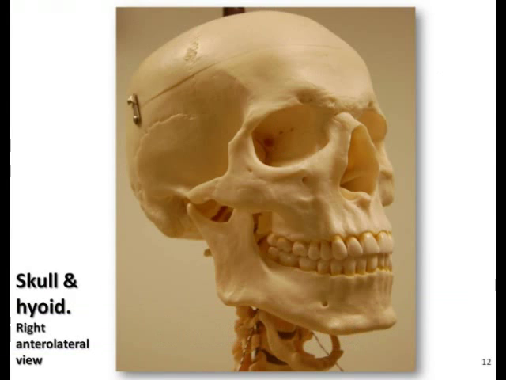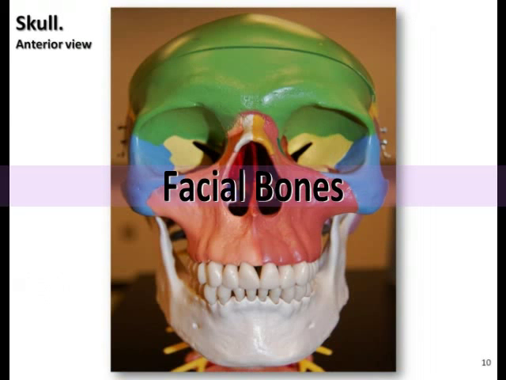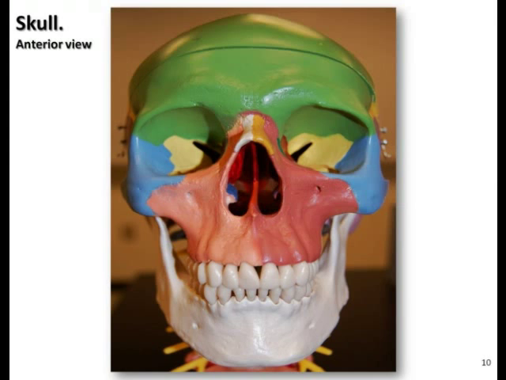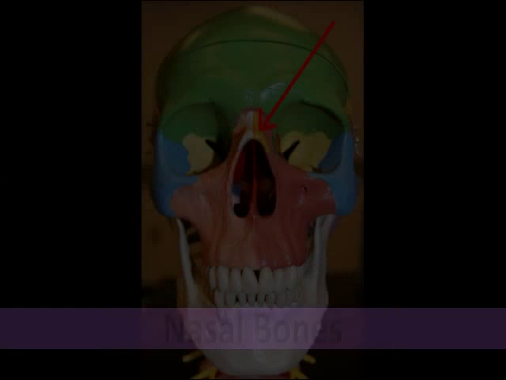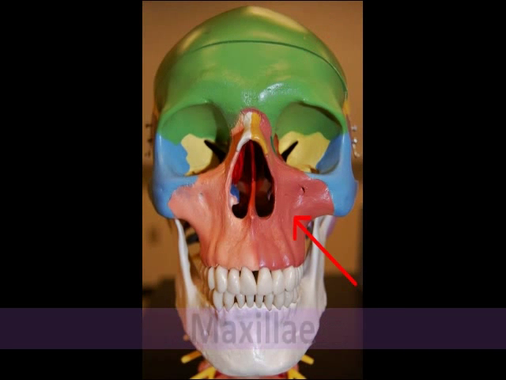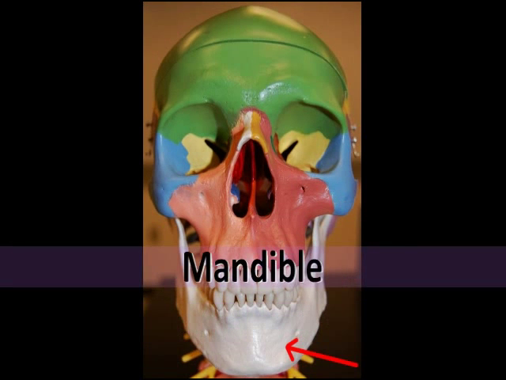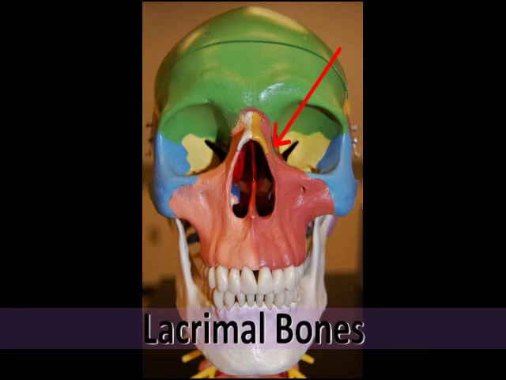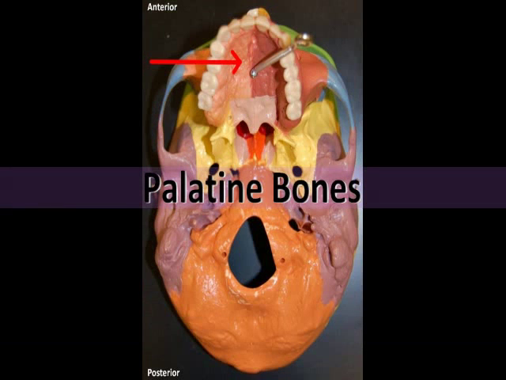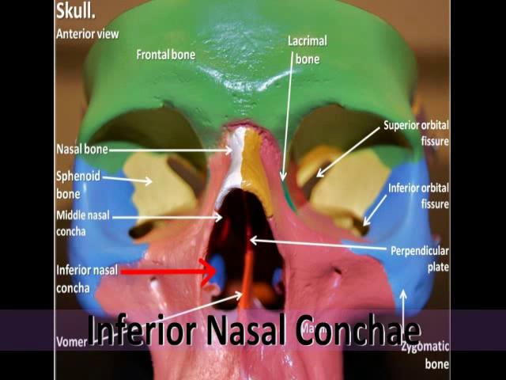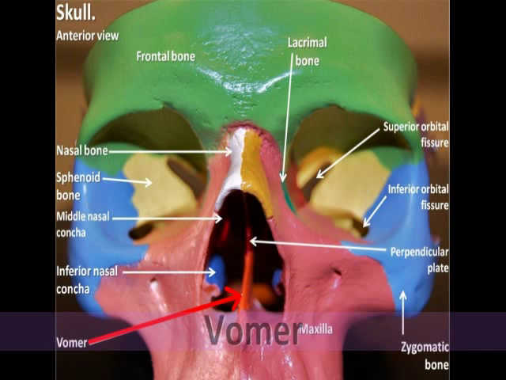There are 14 facial bones that form the structure of the face, including 2 nasal bones, 2 maxillae, 2 zygomatic bones, 1 mandible, 2 lacrimal bones, 2 palatine bones, 2 inferior nasal conchae, and 1 vomer.